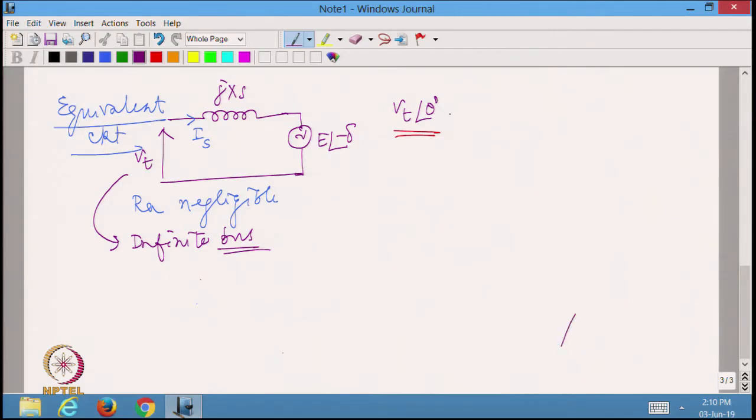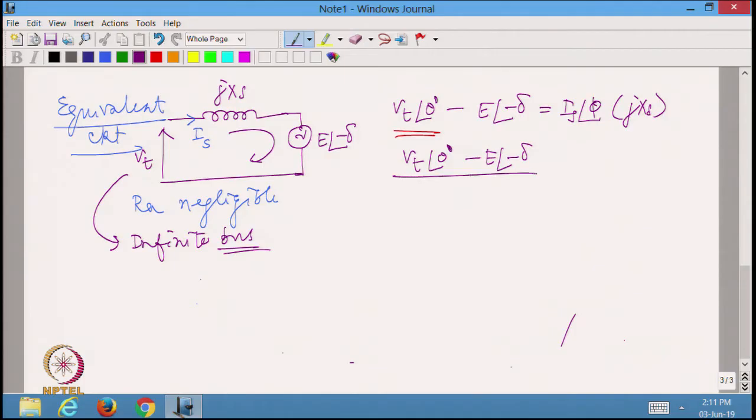Now, Vt angle 0 minus E angle minus delta is going to be equal to Is, I do not know what power factor angle is going to be there in this, multiplied by jXs. So, this is going to be the equation which is essentially the KVL I have written for this particular loop. So, I can write (Vt angle 0 minus E angle minus delta) divided by Is angle phi equal to jXs.